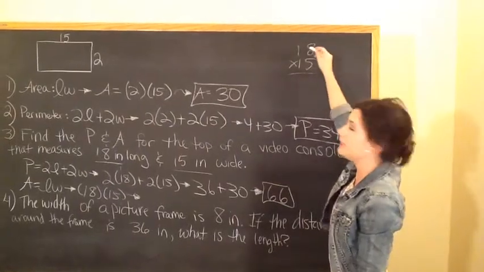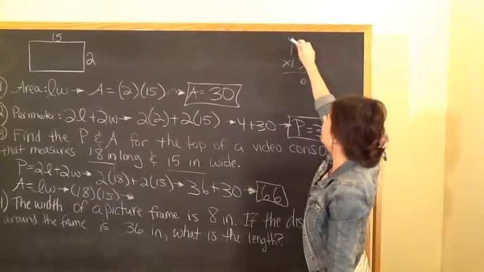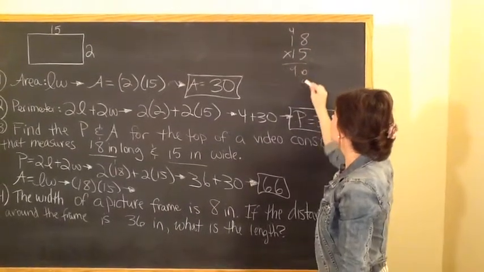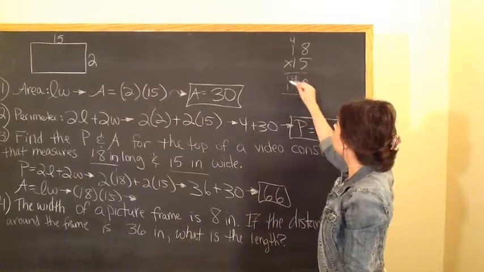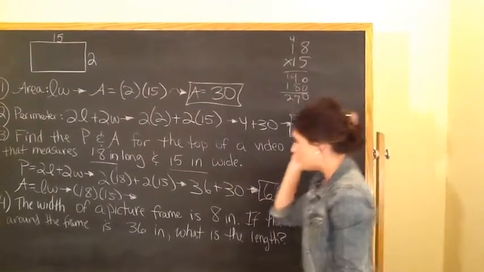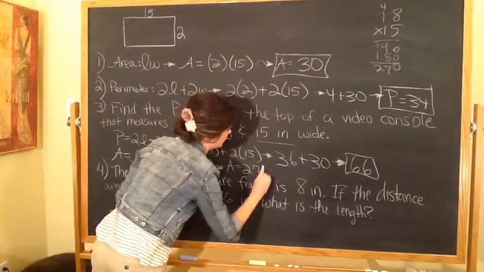So 5 times 8 gives us 40. 5 times 1 gives us 5 plus 4 gives us 9. Then we have 8, 1. We have 0, 17, 2. So that means our area is going to be equal to 270.